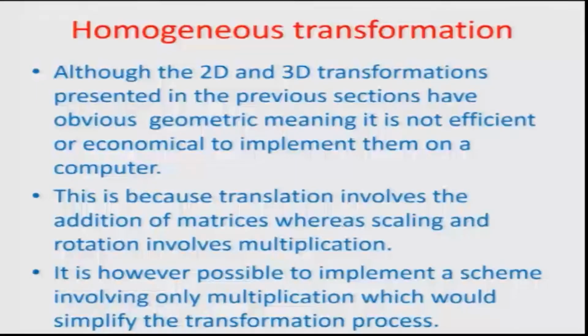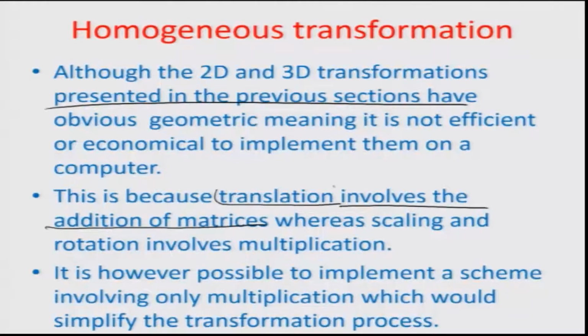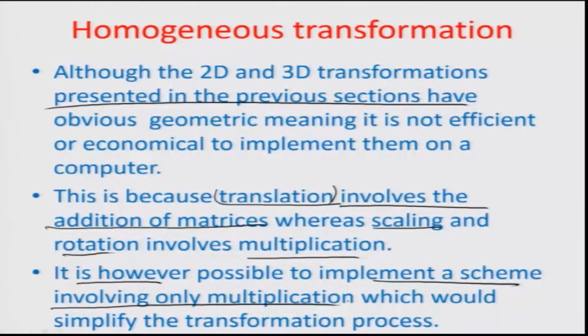So, that is what is known as homogeneous transformation, and I have just mentioned that although the 2D and 3D transformations presented in the previous section have obvious geometric meaning, it is not efficient or economical to implement them, because translation involves the addition of matrices, whereas scaling and rotation involve multiplication. So, it is possible, however, to implement a scheme involving only multiplication, which would simplify the transformation process.